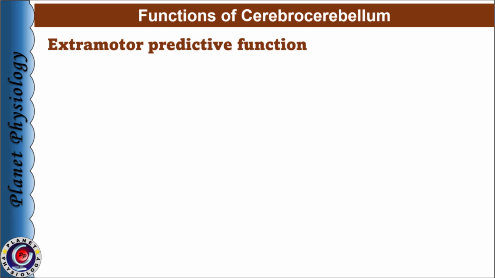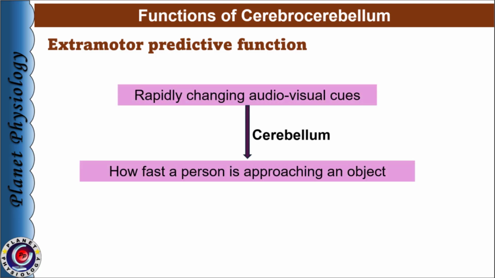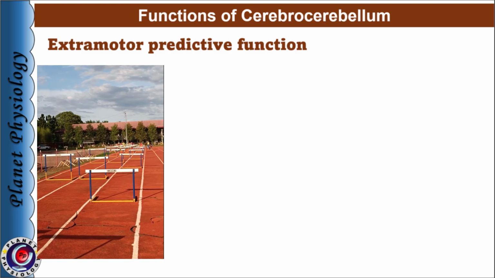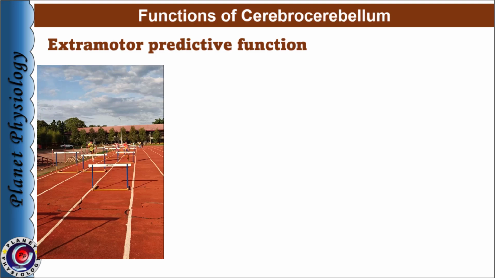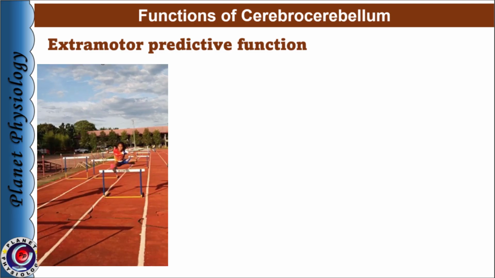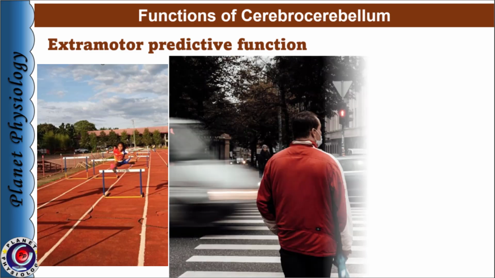You will find this function only in the international editions of Guyton's textbook of medical physiology. Based on rapidly changing visual or auditory cues, cerebellum predicts how fast a person is approaching an object and accordingly times the movement perfectly. For example, watch this hurdle race. The athlete exactly knows when he will reach the hurdle and times the jump precisely. We can also apply this function in reverse.